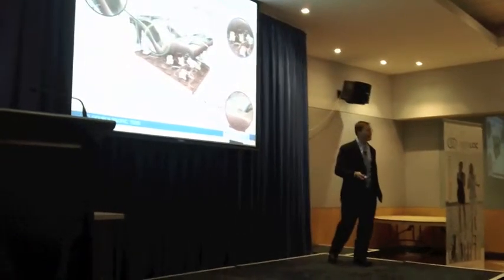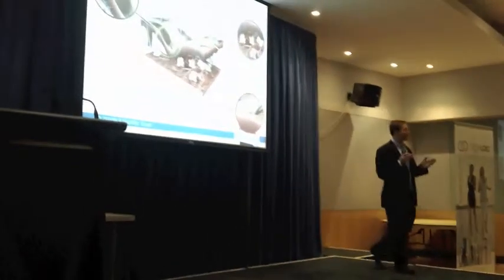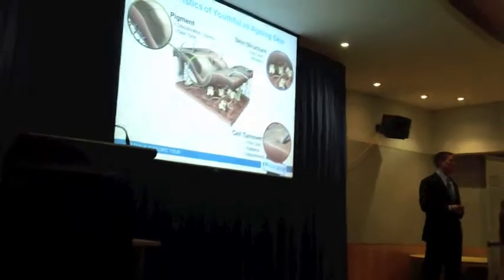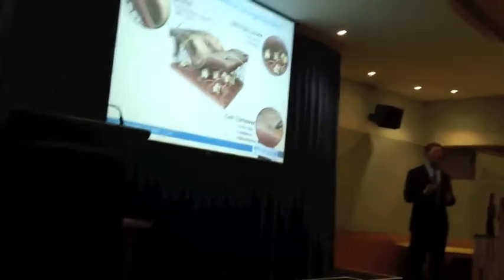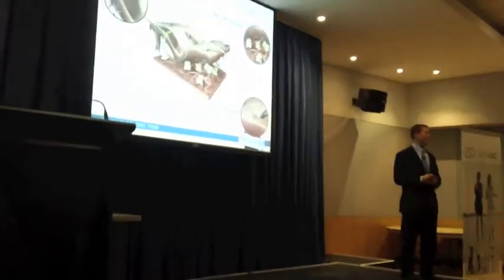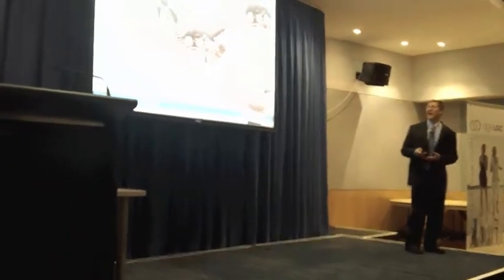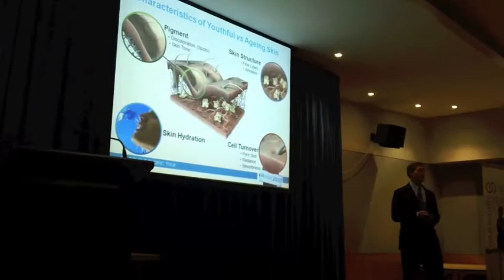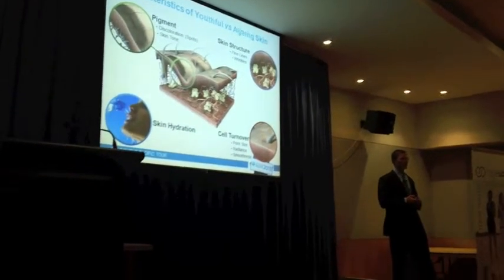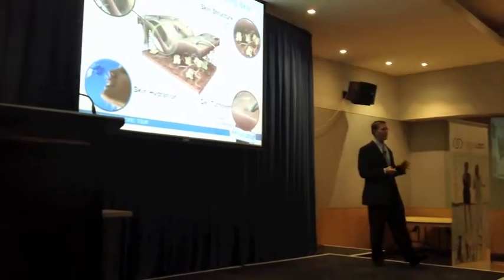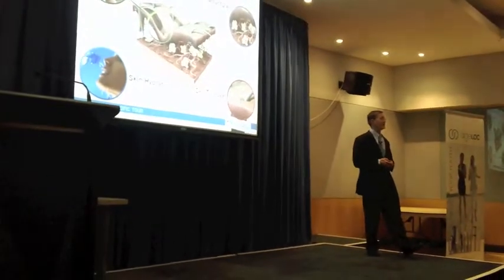Then you've got pigmentation. As we grow older, we have kind of an uneven skin tone. And we wanted to identify genes that were related to pigmentation and understand how they become dysregulated in their expression. And lastly, skin hydration. We get older, our skin gets drier. And so we wanted to identify genes related to skin hydration.